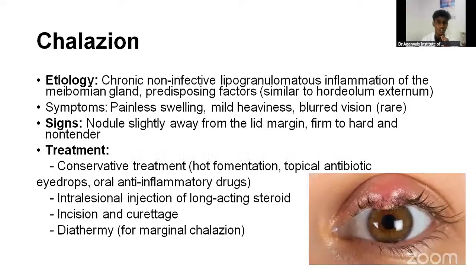Chalazion. Etiology: chronic non-infective lipogranulomatous inflammation of the meibomian gland. Predisposing factors similar to hordeolum externum. Symptoms: painless swelling, mild heaviness, blurred vision in rare cases. Signs: nodules slightly away from the lid margin, firm to hard and non-tender. Treatment: conservative treatment, hot fomentation, topical antibiotic eye drops, oral anti-inflammatory drugs. Intralesional injection of long-acting steroid, incision and curettage, diathermy for marginal chalazion.